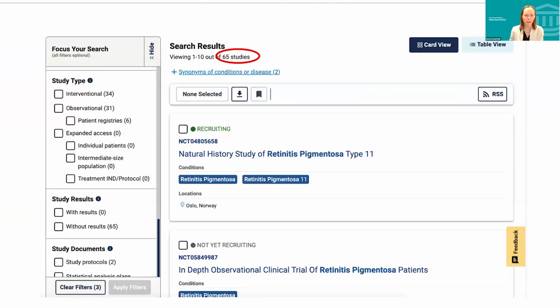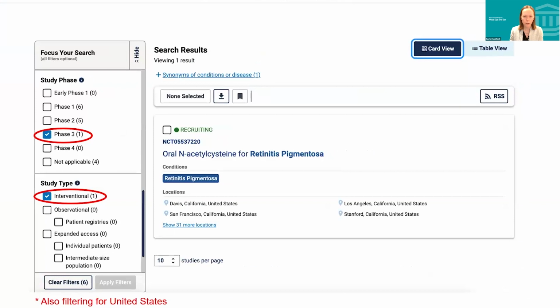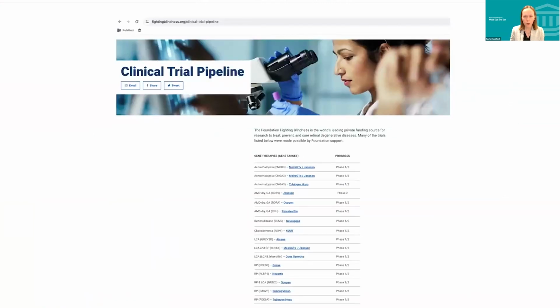That's a lot. What if I want to restrict my focus to phase 3 studies that are interventional and happening in the US? When I do that, I get 1 phase 3 study. So this is a helpful tool for finding the type of study that is most of interest to a specific patient. I also want to thank and acknowledge Ben Shaberman because he keeps a really nice active list of trials on the FFB website. So fightingblindness.org, clinical trial pipeline.